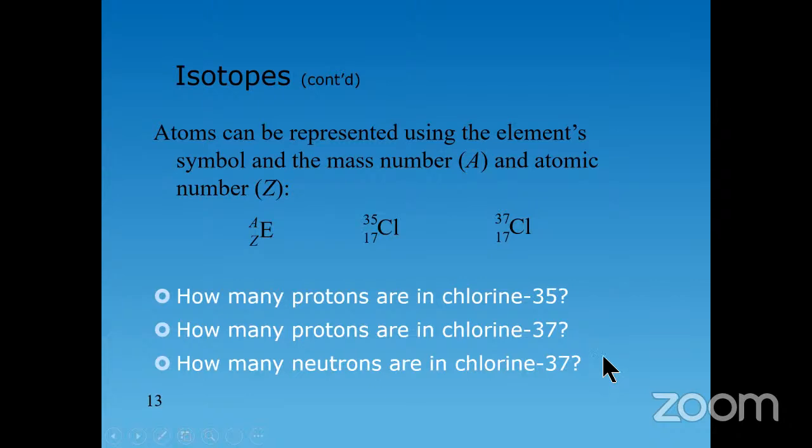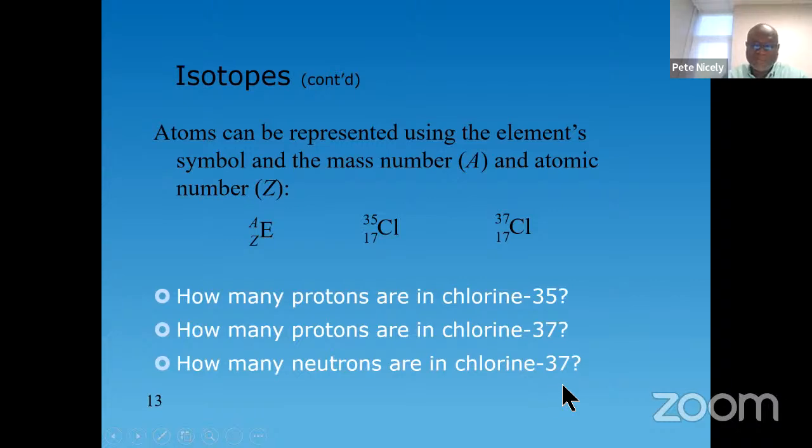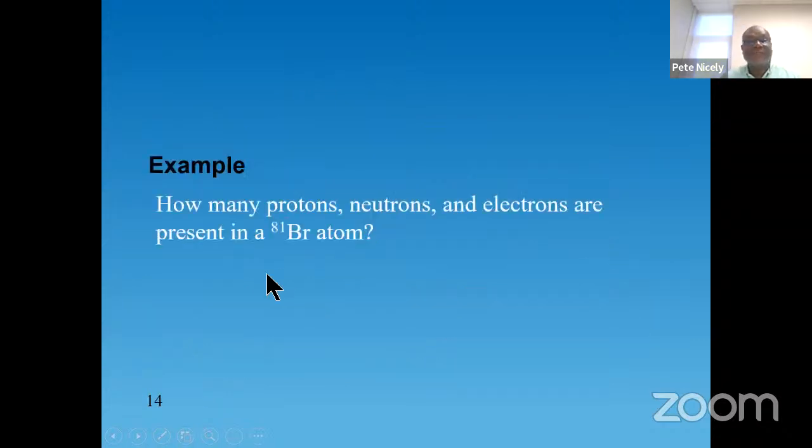All right, so this one is 37 minus 17. Exactly. So the answer would be 20, right? Exactly. So that's basically how you use these symbols to determine these different numbers, all right? Okay, here's another example. How many protons, neutrons, and electrons are present in the 81 Br atom?